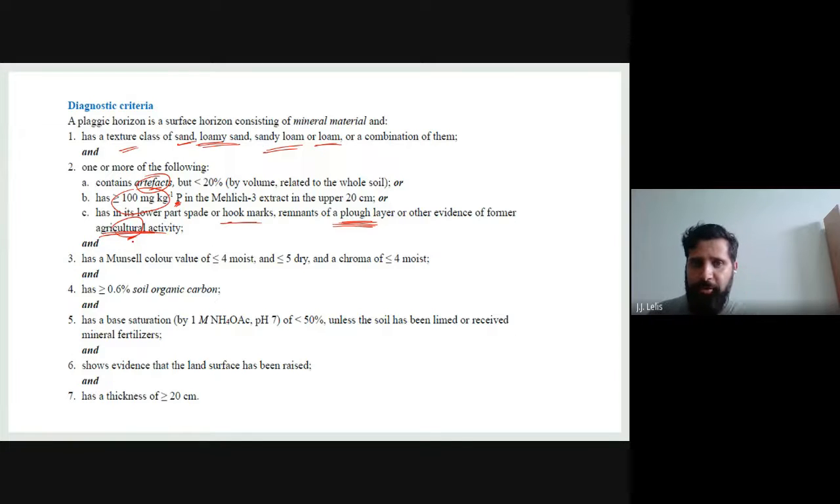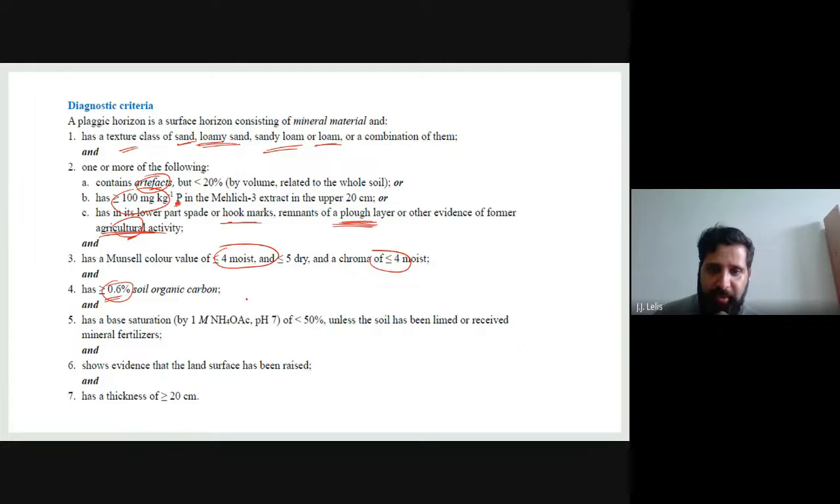We also should see low value and low chroma. Of course, we are increasing the content of organic carbon, so I expect that we should see low values and low chroma. It should present at least 0.6% of soil organic carbon. So the organic carbon should be equal or higher than this.